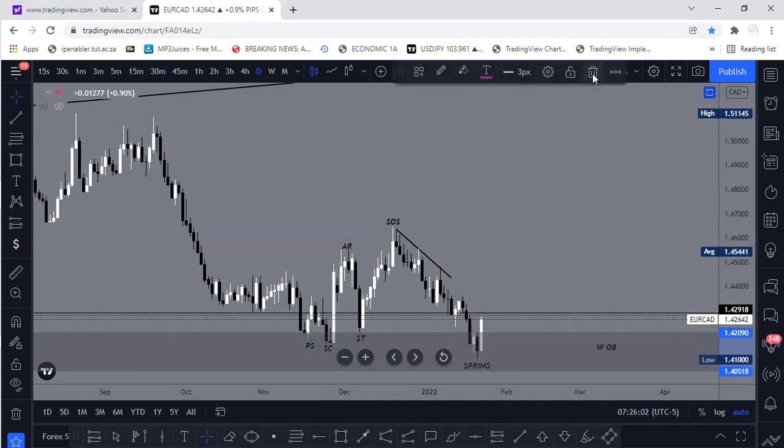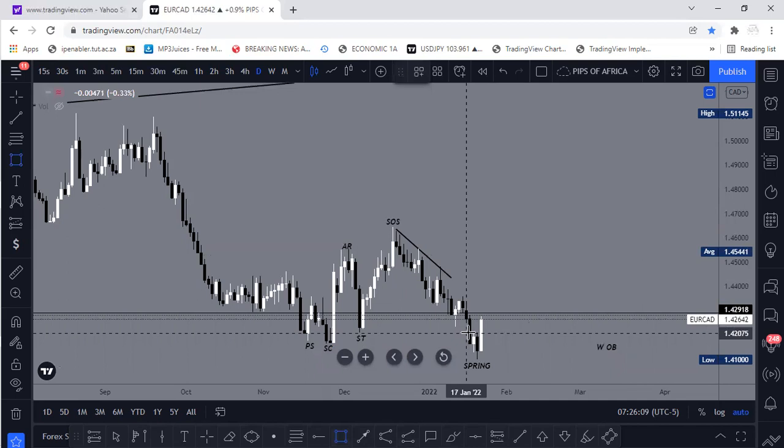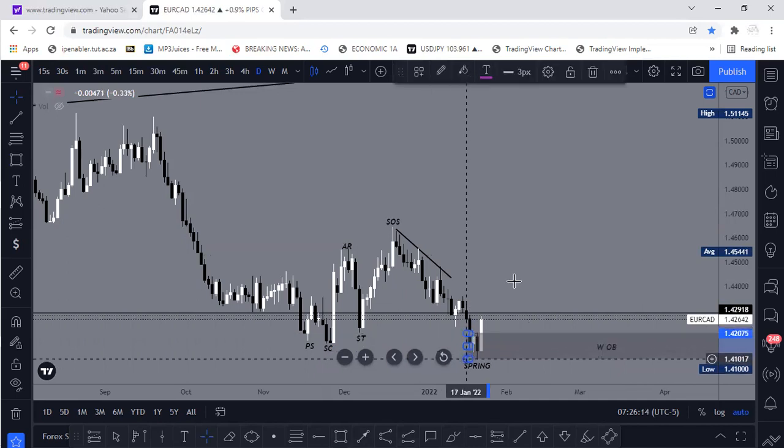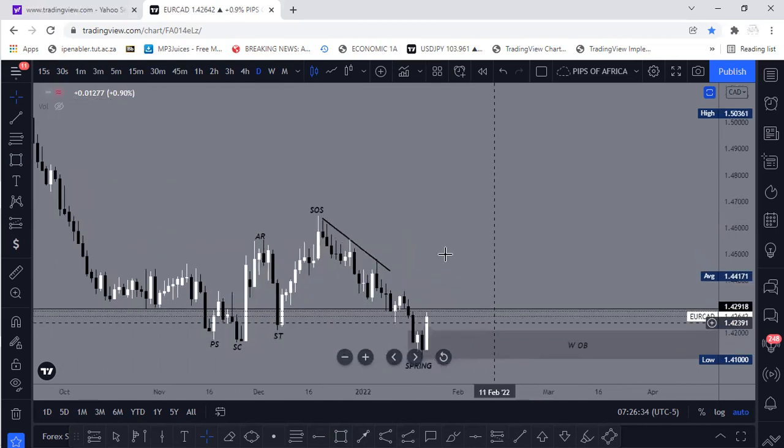So let me try to delete the weekly point of interest and then focus on the daily point of interest. All right. From here up to this low. Alright, so now let me give you a clear direction on how to actually trade this market. So you need to wait until the market comes back here.